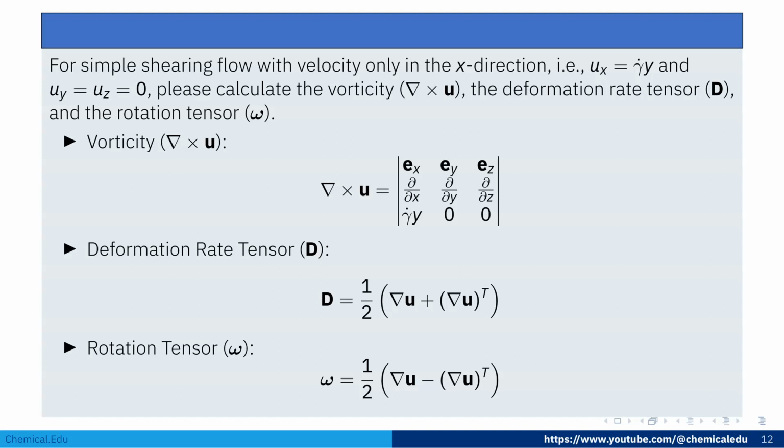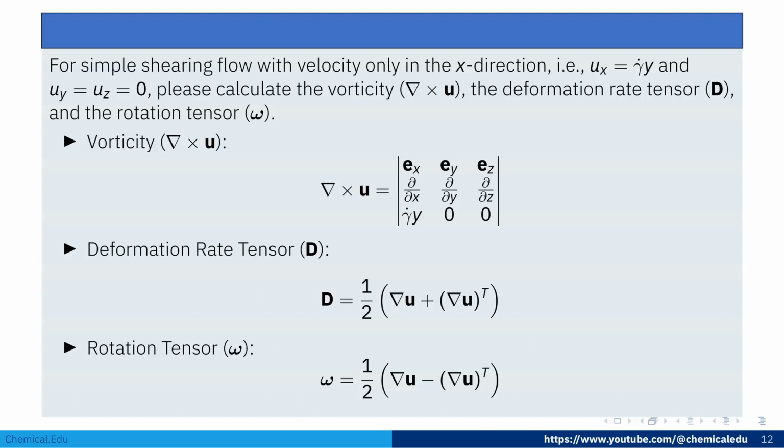Today I'll do one vector operation. So here is the problem. For simple shearing flow with velocity only in the x direction, that is ux is given, gamma dot y, and uy and uz are equal to 0. So please calculate the vorticity, that is nabla cross u, and the deformation rate tensor D, and the rotation tensor omega.